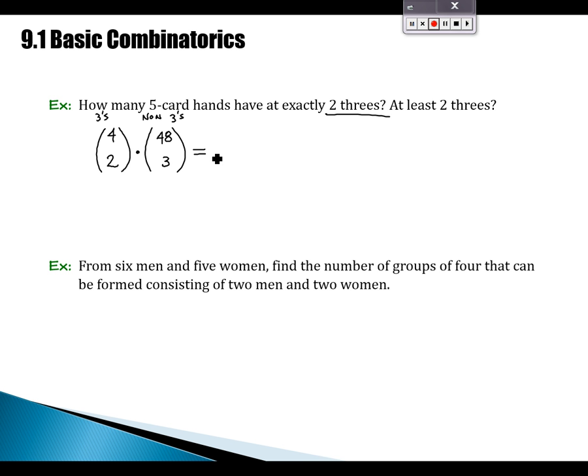What about at least two threes? Well, that's a hard question. I don't know the answer to that. But I did like the one we just did. I loved that question. So, I don't know.